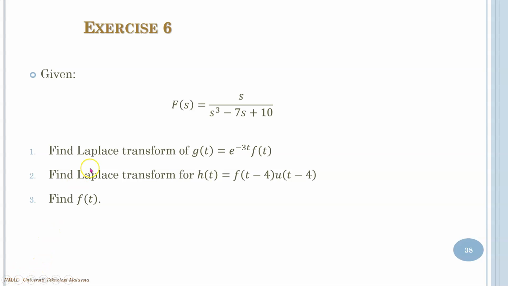And we're going to do some exercises here, exercise 6. For exercise 6, F(s) is given like this. First, you have to find the Laplace transform of g(t) equal to exponent negative 3t f(t). We know that we can use the frequency shifting property for this. For the second one, we know that it has undergone time shifting, so we use the time shifting property. Then we need to find f(t). Here we use the inverse Laplace transform.